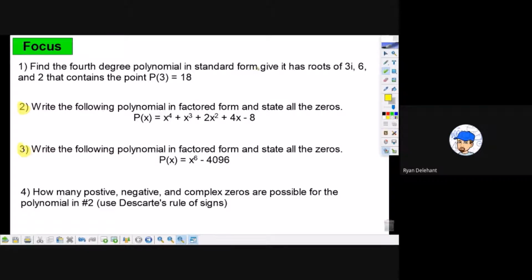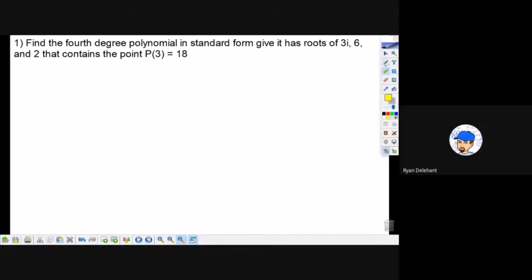Now, we hadn't exactly done one like the first one because this one has an imaginary root in it. We've done them with real numbers, and it works the exact same way. This one's a little bit tougher, but we're going to work through all of these and see the culmination of everything. So first problem, a 4th degree polynomial, and it has roots of 3i, 6, and 2.